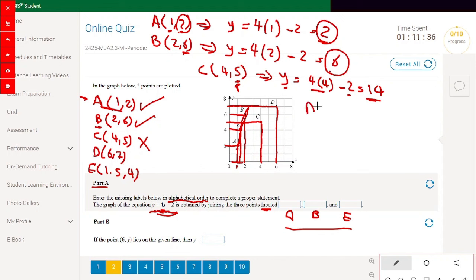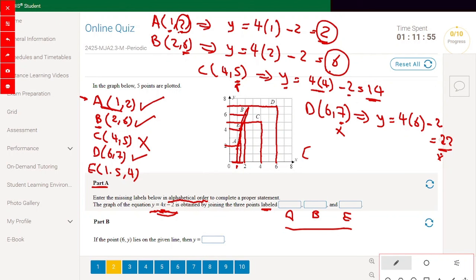Now for point D, which is (6, 7), y will be equal to 4 multiply 6 minus 2. So 24 minus 2 is 22. Also, it's not the right answer, so D is not a solution.